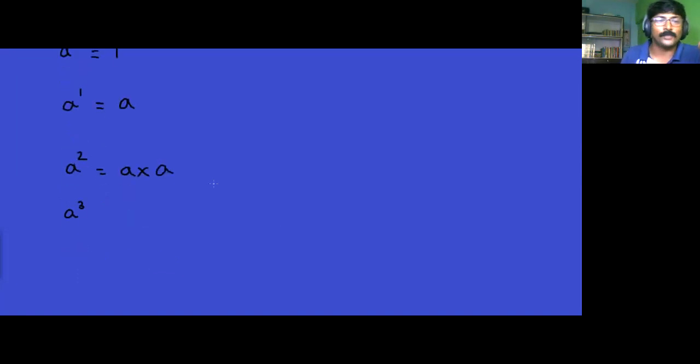Now what is a power 1? We multiply a by itself only one time. A power 1 is a itself. Meaning, only a gets multiplied by itself one time. A power 2 means we multiply a by itself two times. Now, what do you mean by a power 3? A gets multiplied by itself three times. A into A into A. Are you understanding? A gets multiplied by itself three times. That is called a power 3. I hope you understood now.